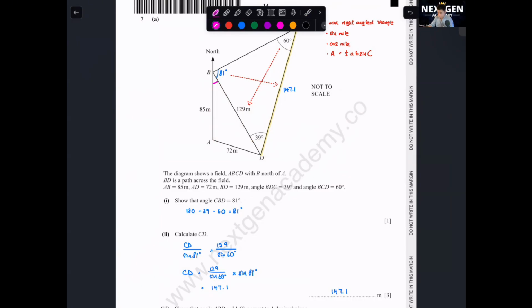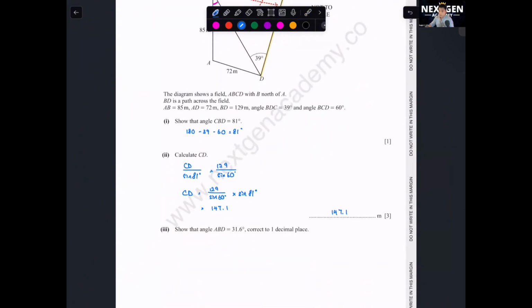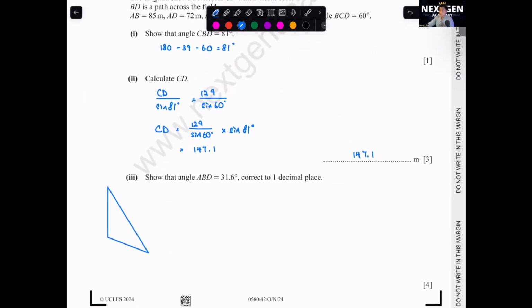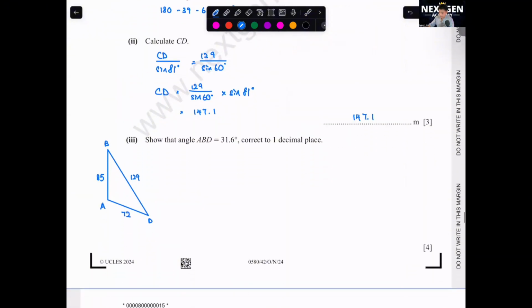Cos rule. Okay, why do we use cos rule here? So I want you all to see what information we have. A, B, D. We have all 3 sides: 85, 129, and 72. Okay, I want you all to remember this.